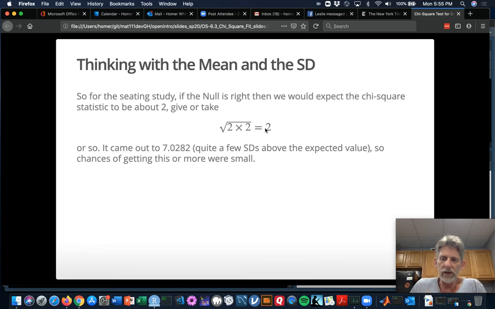So you're expecting around 2, give or take 2 or so for your chi-square statistic, and instead you got 7, which was several standard deviations above the expected value. So that suggests the chances of getting 7.02 or more, if the null is right, are really kind of small, as indeed they turned out to be.